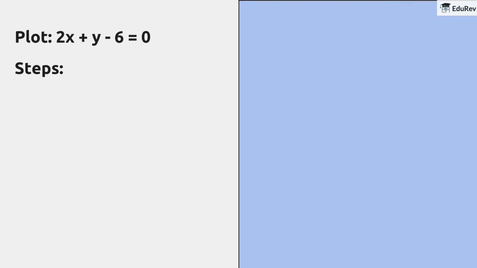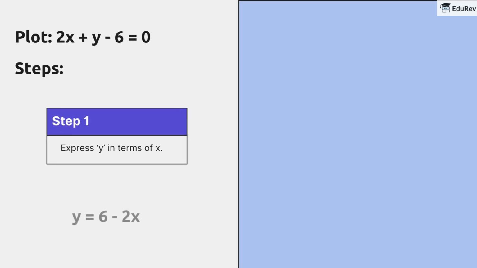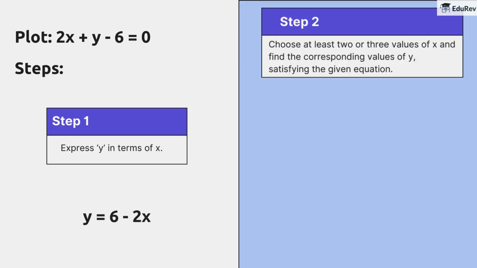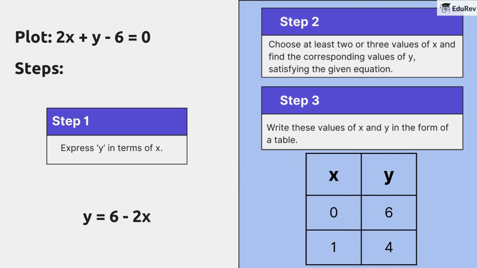Plot 2x plus y minus 6 is equal to 0. Step 1. Express y in terms of x. So we get y is equal to 6 minus 2x. Step 2 is choose at least 2 or 3 values of x and find the corresponding values of y, satisfying the given equation. Next step is write these values of x and y in the form of a table. So we get the values of x and y, 0, 6, and 1, 4.